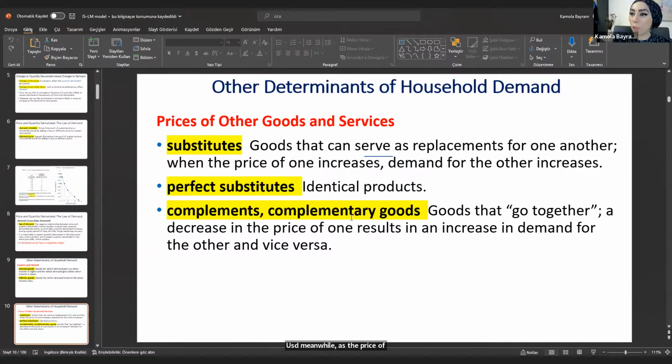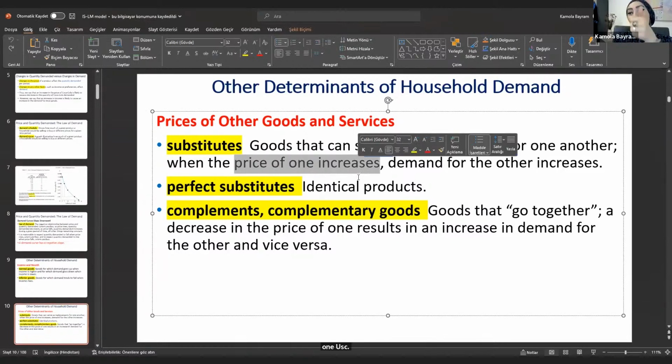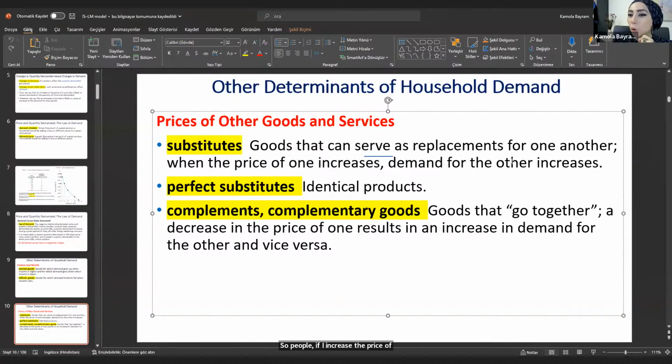It's still one USD. So if I increase the price of Heinz, people will start to demand more of Calve. Why? Because they are substitute goods. I can get the same benefit from the substitute good which I am getting from the other one. Of course, maybe Heinz is better than Calve in some ways, but it's ketchup, right? It is a ketchup. That's it.